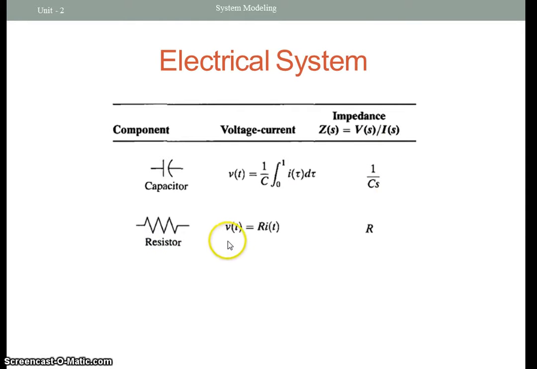Next is a resistor, and we all know the voltage across a resistor using Ohm's law is just equal to R times the current. Converting this into Laplace and solving for the impedance, we will get the impedance of a resistor to simply be equal to R. And the third is an inductor, and the voltage across an inductor will be equal to its inductance times the derivative of the current through the inductor. And the impedance will be equal to Ls.